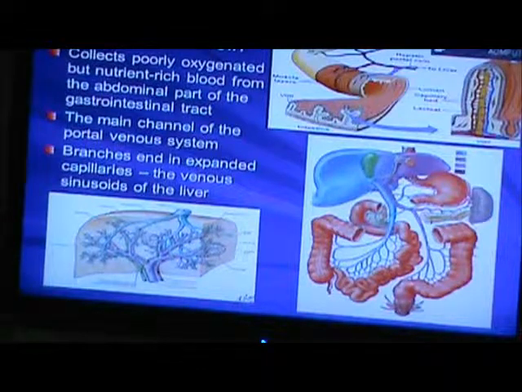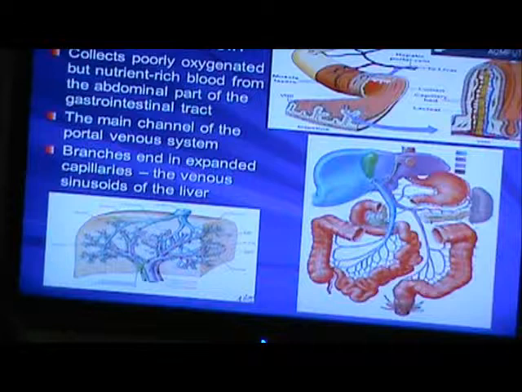The portal vein collects poorly oxygenated but nutrition-rich blood from the abdominal part of the gastrointestinal tract. It's the main channel of the portal venous system. Branches of the portal vein end in expanded capillaries, the venous sinusoids of the liver.